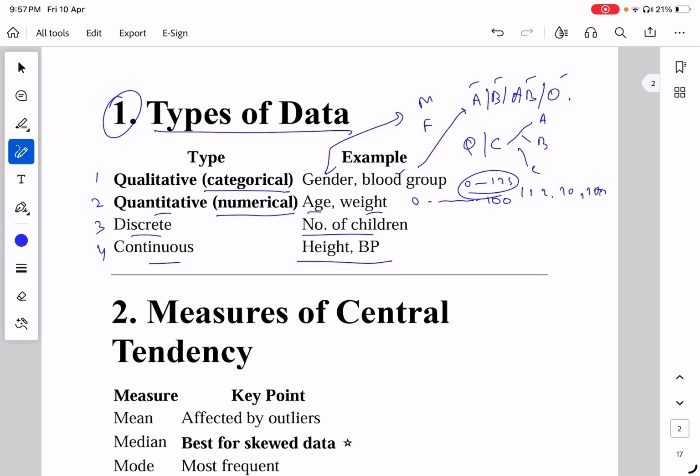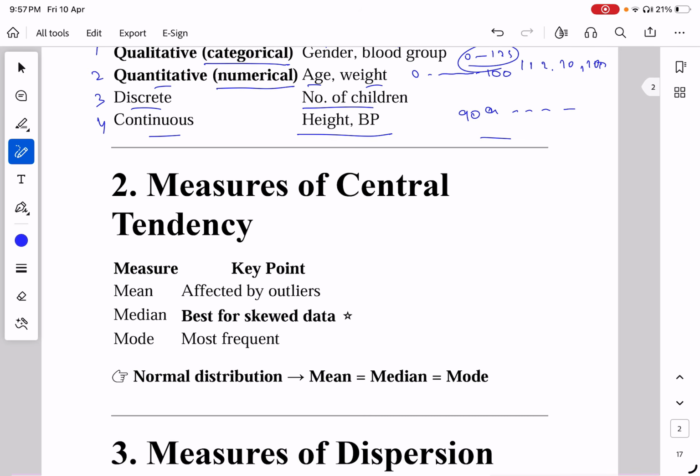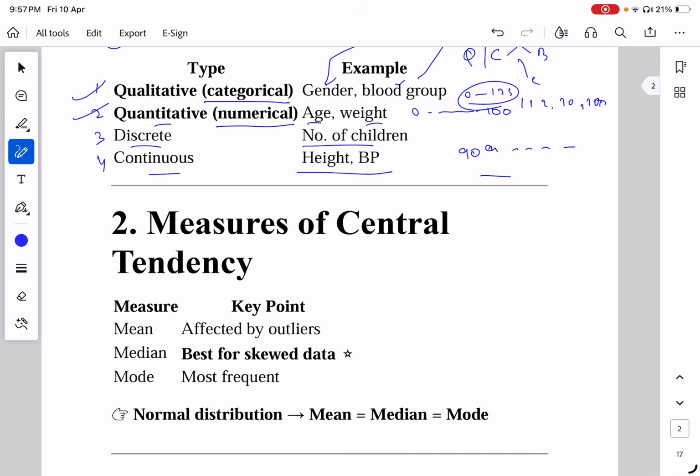Discrete is, for example, number of children. Continuous is height and BP. Height and BP are continuous, like height 90 centimeter, 91, 92, 93, 95; BP also. So this is continuous. So these are the four types of data. Mostly important ones are qualitative and quantitative. You have to know the difference between these two.